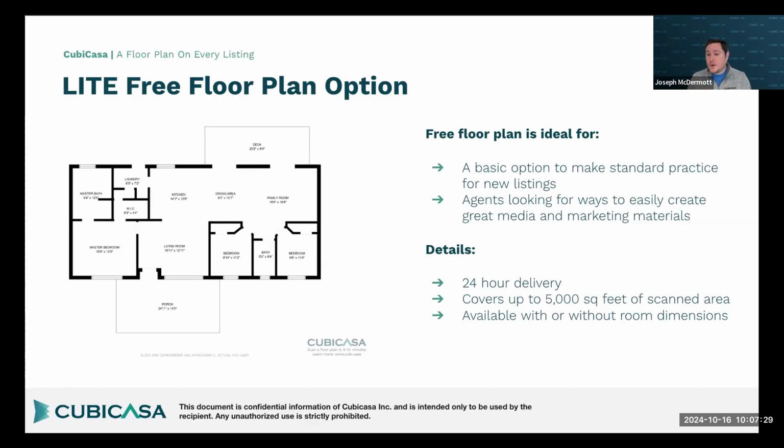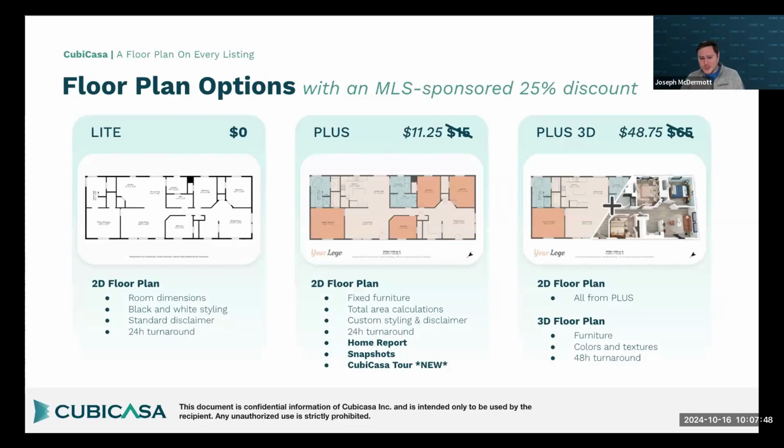Now, beyond the free basic version, there are a number of different add-ons that you can choose from. Everything that we offer is all created from that same 5-minute scan. So there's nothing additional that you need to do. And it's all available on an a la carte basis. So you can pick and choose what's needed or wanted for each individual property. What I want to touch on today primarily is our three most popular options, which is what you see on the screen here. Light is that free basic floor plan that we just talked about a second ago.